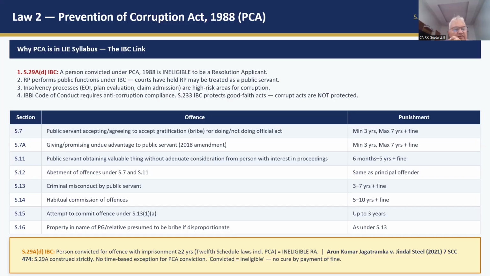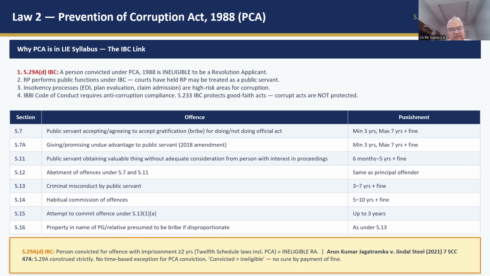Section 12 covers the abetment of offences under Section 7 and Section 11. So anyone who abets an offence which is covered under Section 7 or Section 11, the punishment here is the same as that of the principal offender. Section 13 talks of criminal misconduct by a public servant. The punishment is 3 years to 7 years plus fine.